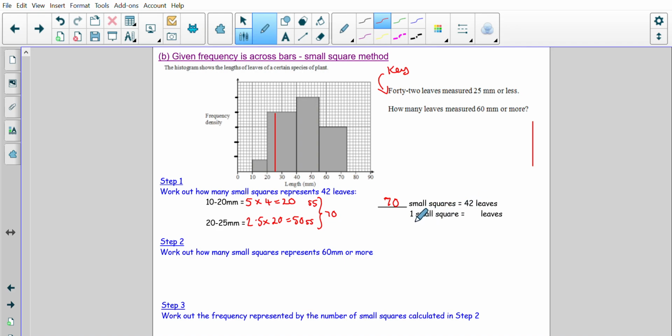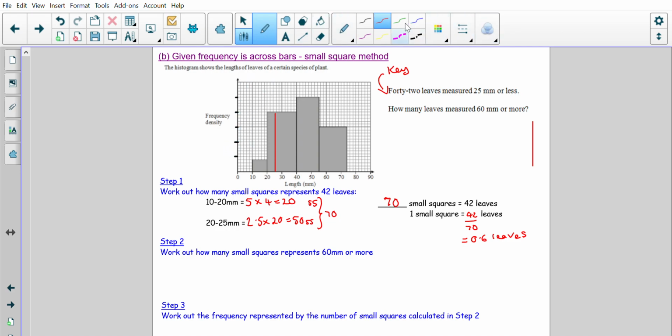From that I can work out what 1 small square is equal to. If I divide 70 by 70 I get 1, so I've got to divide 42 by 70. So that tells me that 1 small square, if I do 42 divided by 70 on the calculator, is 0.6 leaves. Okay, so now everything I do in terms of working out areas is going to be in terms of small squares, and I've actually got no need to work out this frequency density scale at all.